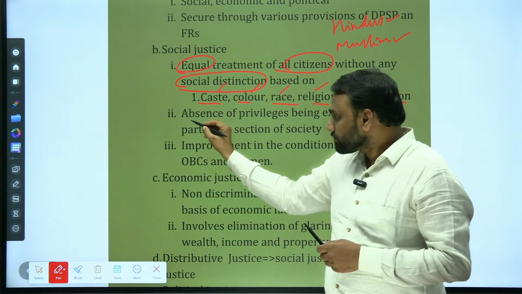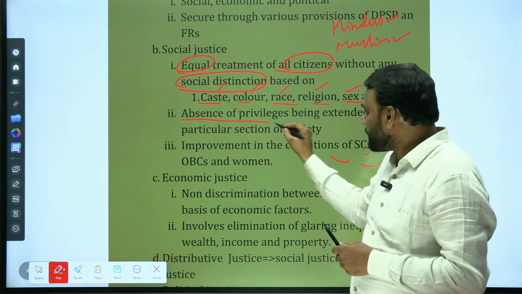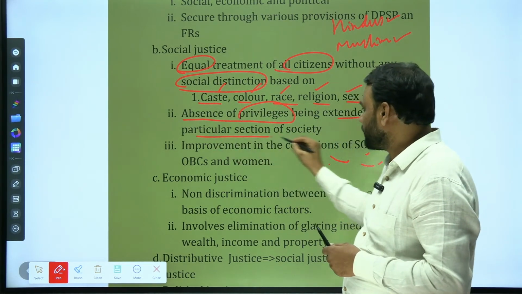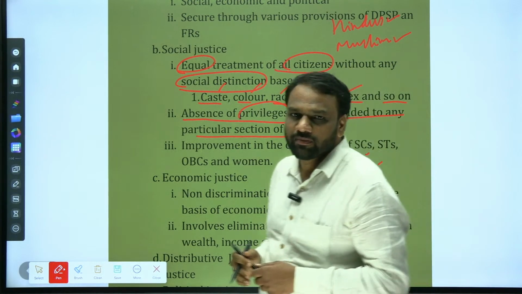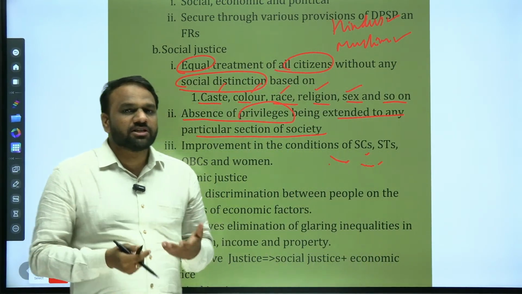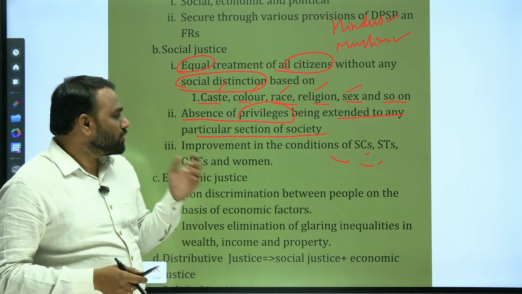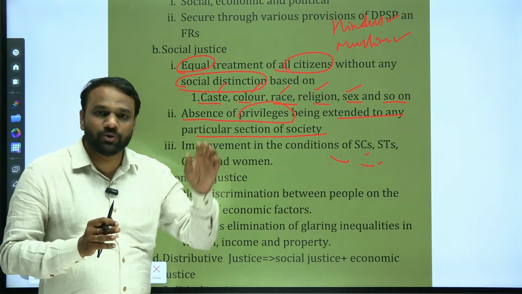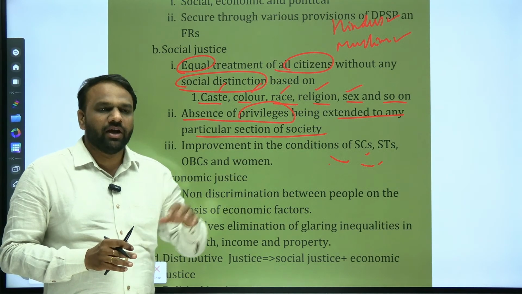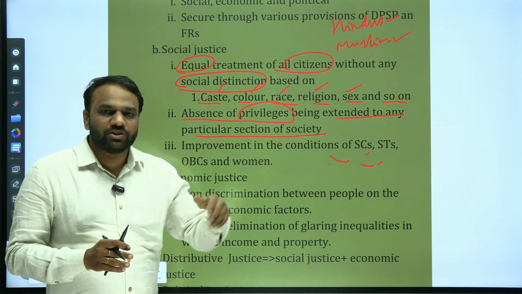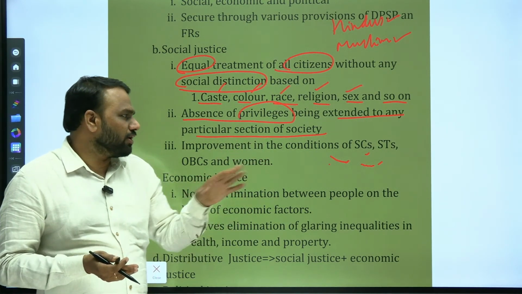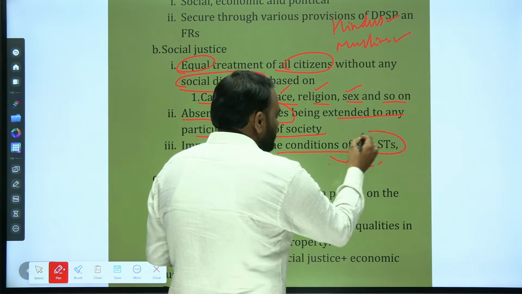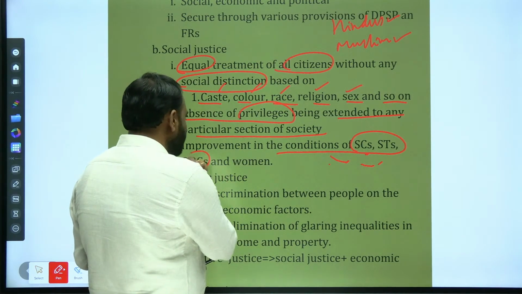Next, social justice also means absence of privileges being extended to any particular section of the society. So privileges means special provisions. Okay. So our constitution does not mention extending special provisions to any particular section of the society. Okay, a particular caste or particular religion, so some special favors and all such kind of things are not present. Next, improvement in the conditions of scheduled caste, scheduled tribe, OBCs and women.